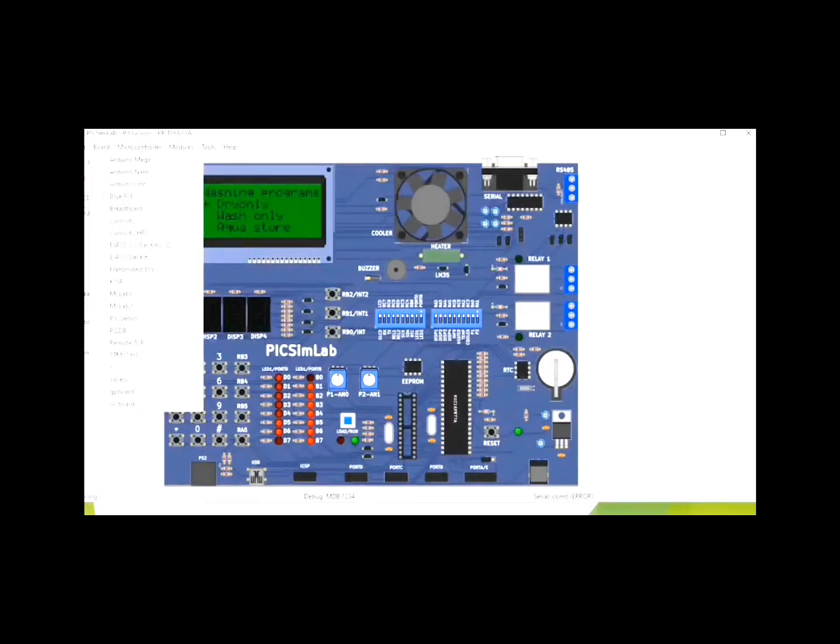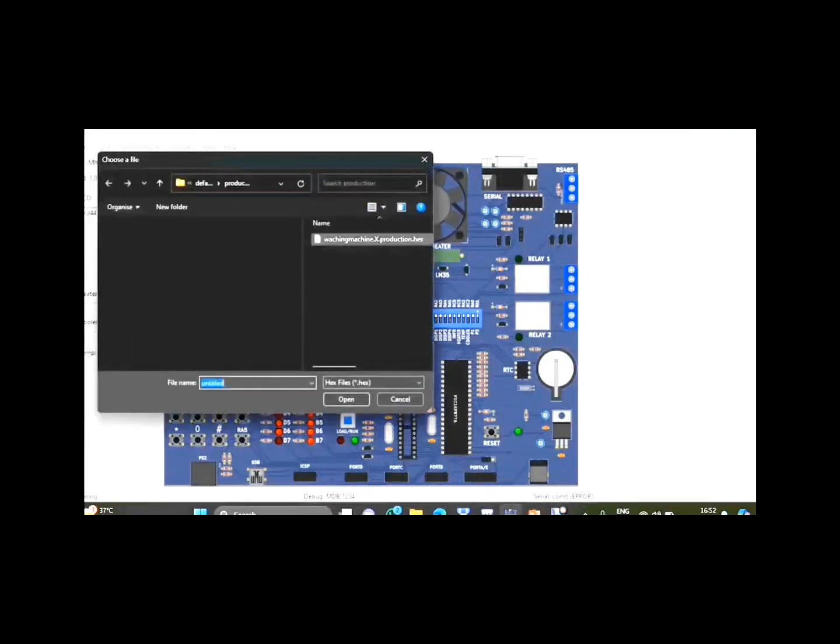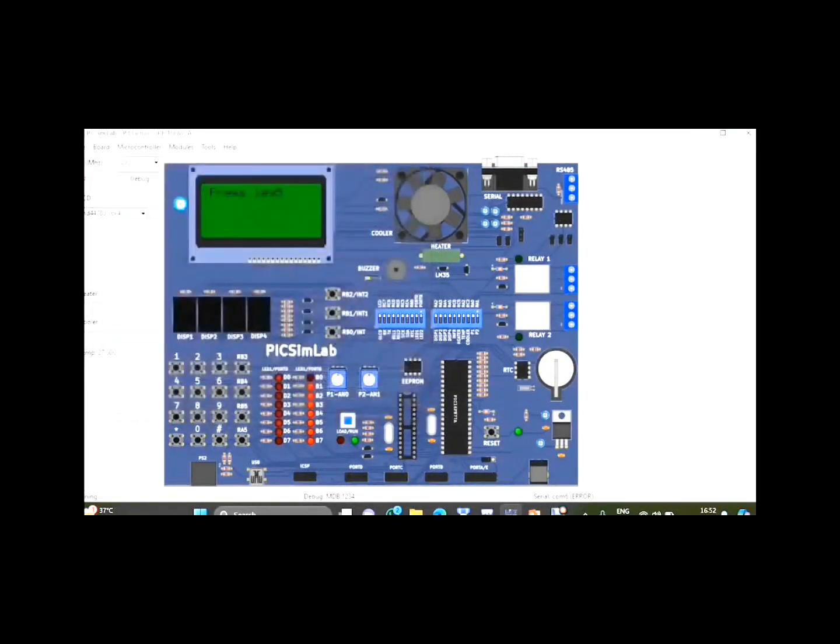Apply the code on this. Load. This is the file, washing machine project. Press key 5 to turn on the washing machine. Press key 5. It is now on the screen. So press 5.